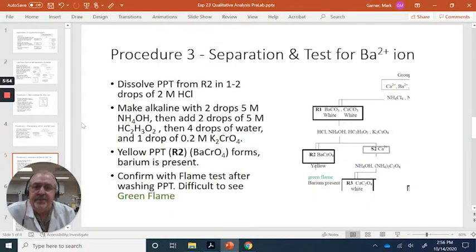In procedure 3, we're going to be separating and testing for barium ions. So this is a very detailed test where we have to take the precipitate from R2 and dissolve it in some 2 molar HCl. Then we have to make it just alkaline again by adding some ammonium hydroxide. So we're really kind of doing things in test tubes drop-wise. If you add 2 drops here, then you have to add 2 drops there to go back the other direction if you're changing whether it's acidic or basic. And then finally we're adding some drops of weak acid, some acetic acid, and drops of water, and then adding in some chromate, some potassium chromate. If we get this yellow precipitate, that confirms that barium is present.